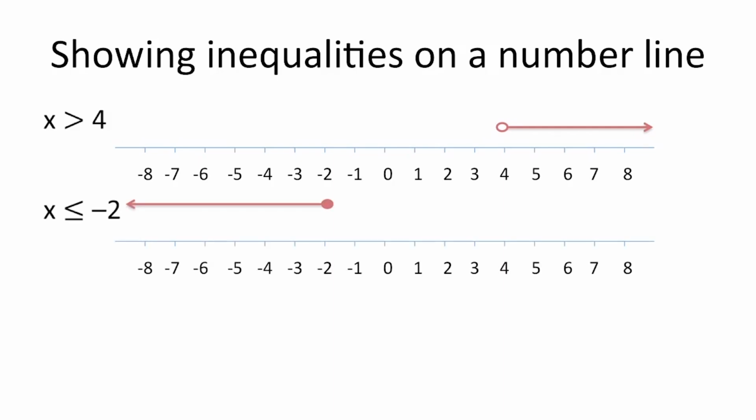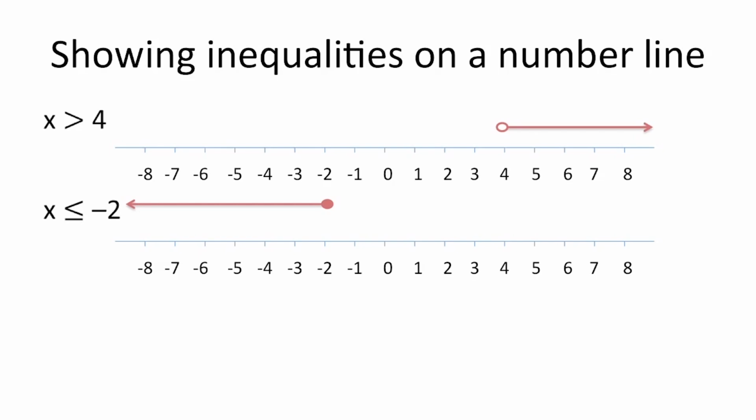The next inequality was x less than or equal to -2. So again, we need our number line. But remember, this time, because it's allowed to include -2, we're going to have a closed circle in there. And then again, we draw our arrow to show all those numbers that satisfy the inequality. Any number that is less than -2.